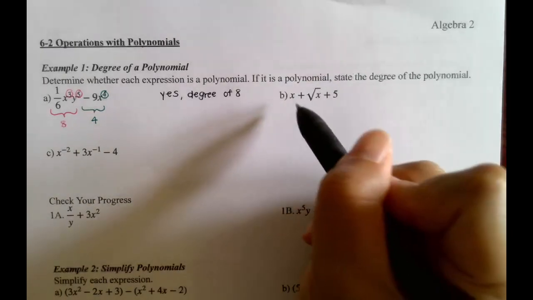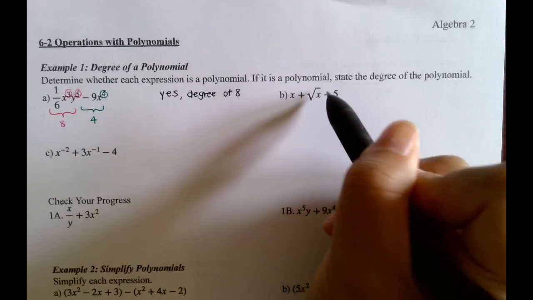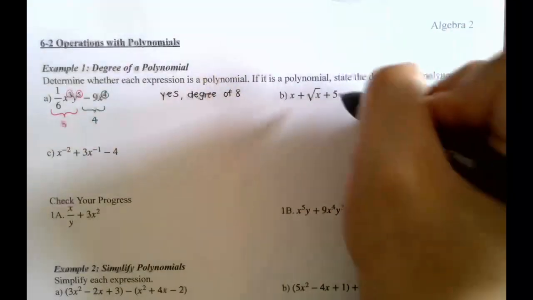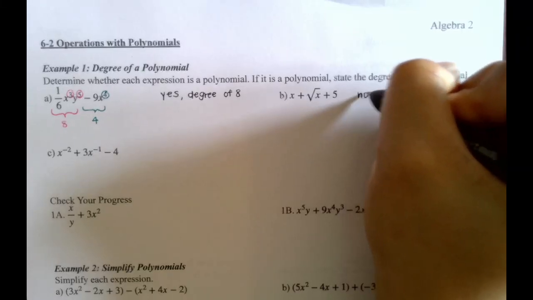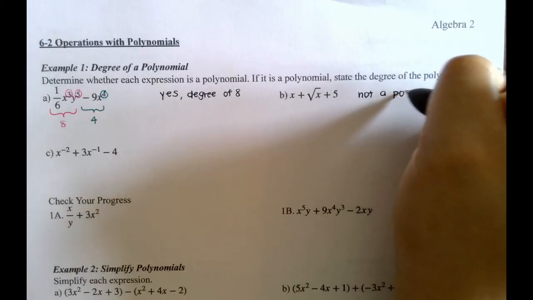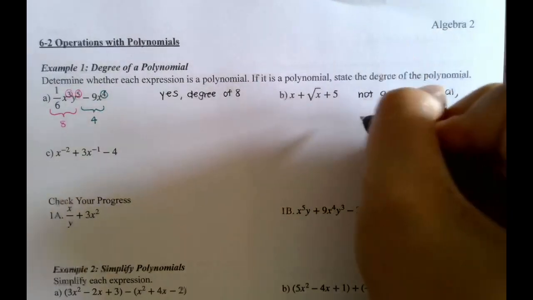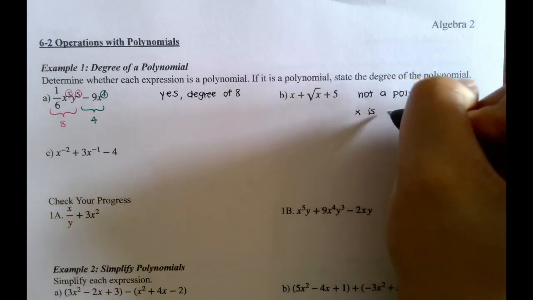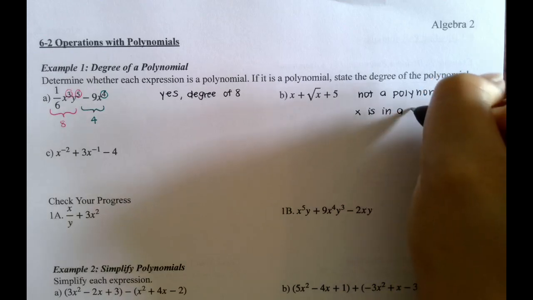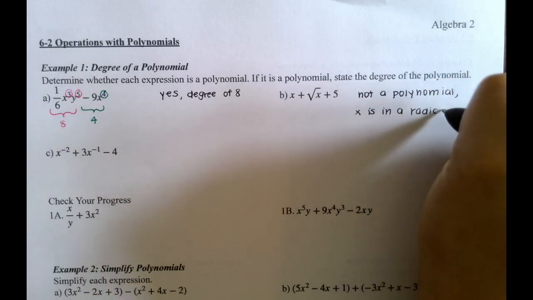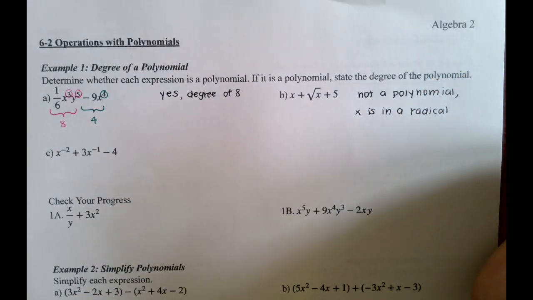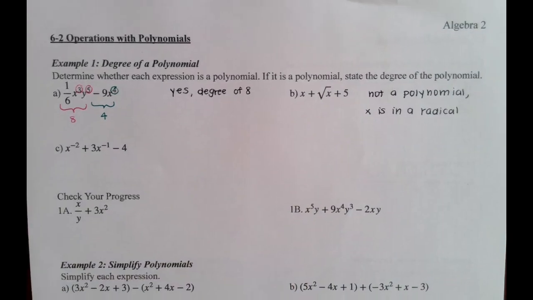Okay, so B here, we have x plus square root of x plus 5. No, this is not a polynomial. Because x is in a radical or in a square root. It has a rational or a fraction as an exponent.